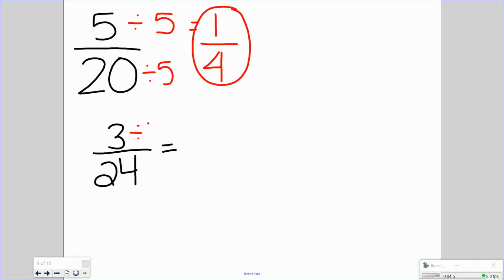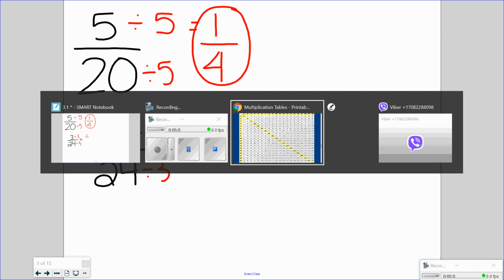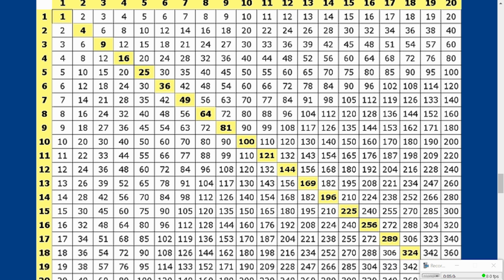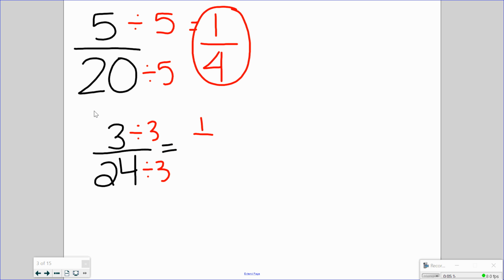All right, let's try 3. 3 divided by 3. Oh, hey, that one works. 3 divided by 3 is 1. How about if I do 24 divided by 3? If I'm not sure, I can look over on a multiplication chart. I can look in the column of 3. Do I see 24? Yes, I do, right here. So it goes into it 8 times, so I know that 24 divided by 3 is 8. So it simplifies to 1/8.